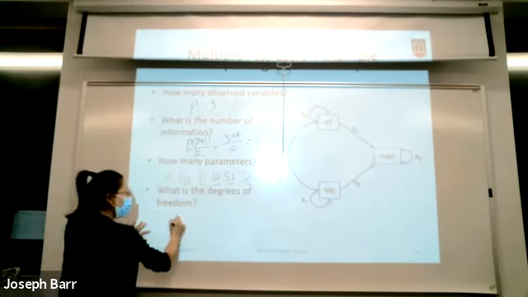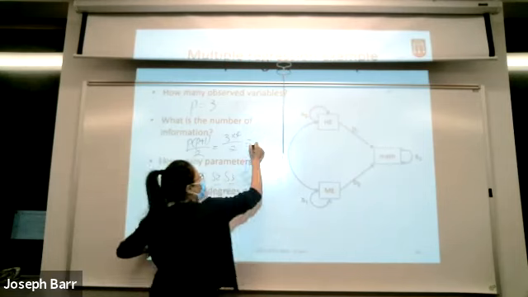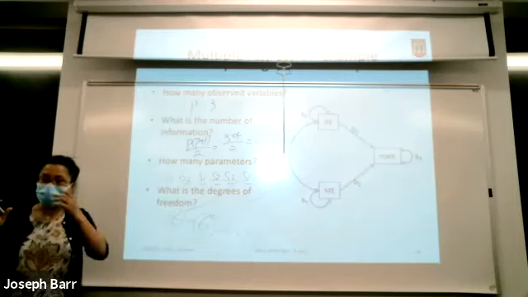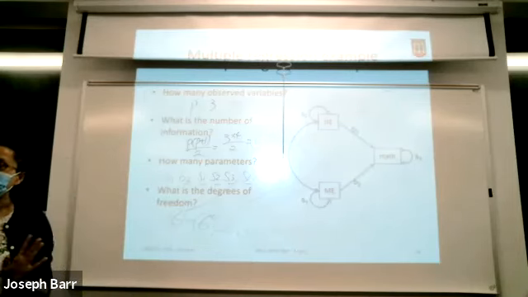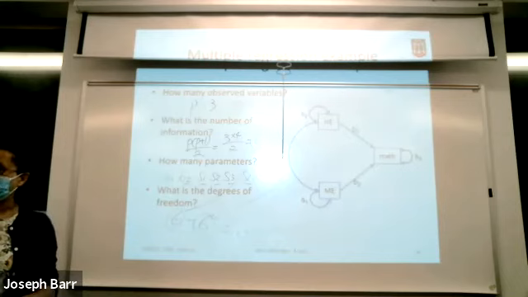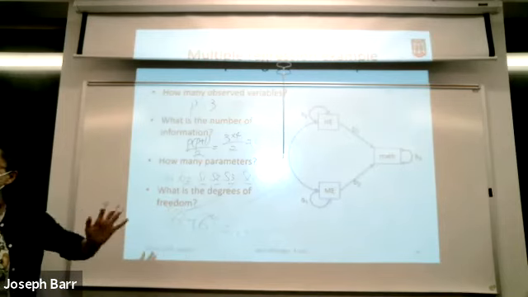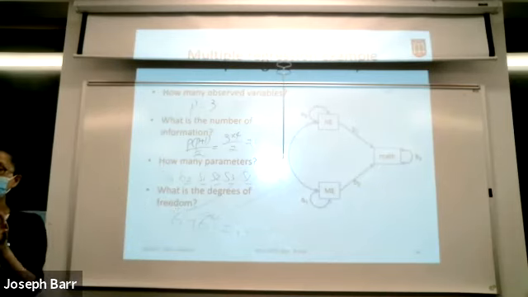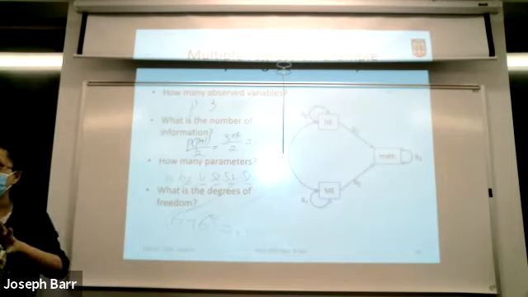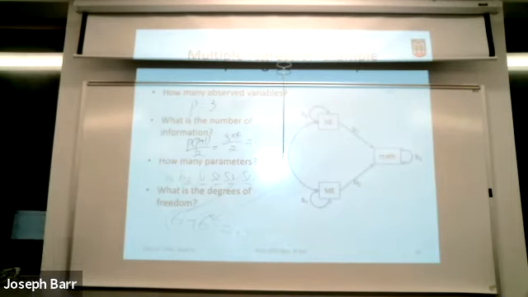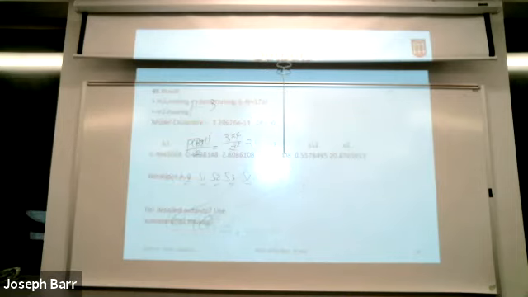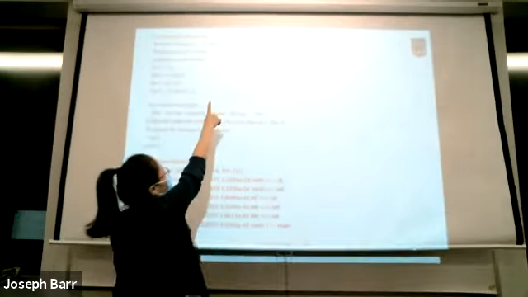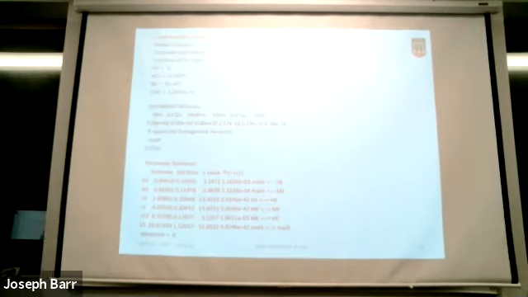Exactly 0. 6 minus 6. This 6 is the number of information. This 6 is the number of parameters. 0. Nothing left. So what does that mean? We cannot estimate any additional parameter. This model can at the most estimate 6 parameters. I cannot estimate the 7th or 8th or 9th. So that's the degrees of freedom. That's correct because in the output it says that degrees of freedom is 0.